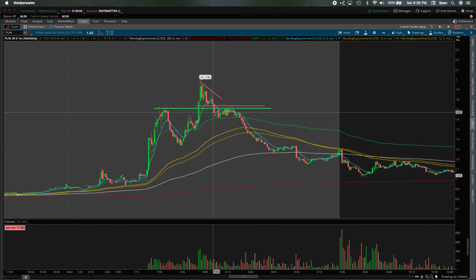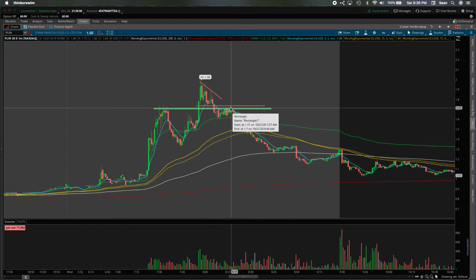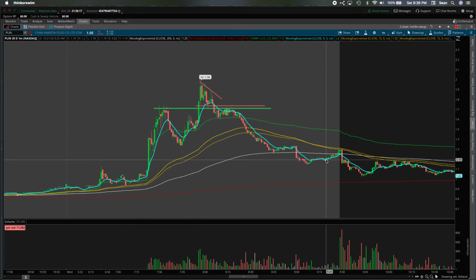So, crack the distribution, retest the support as new resistance. Boom. This is beautiful, beautiful, beautiful. Train your eyes to see this, okay? It happens almost every day. Okay, and then I would have liked to see this retest VWAP, but it didn't.